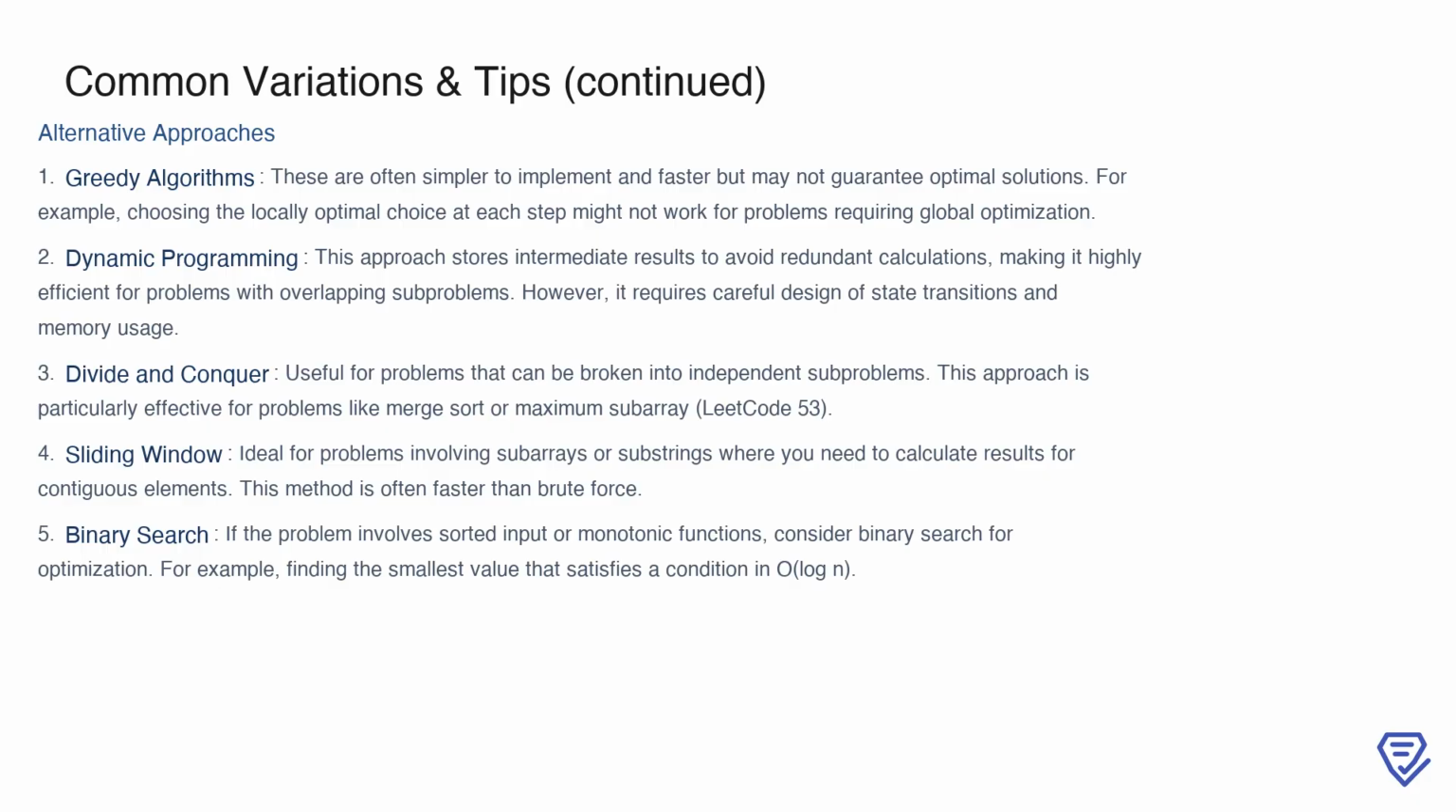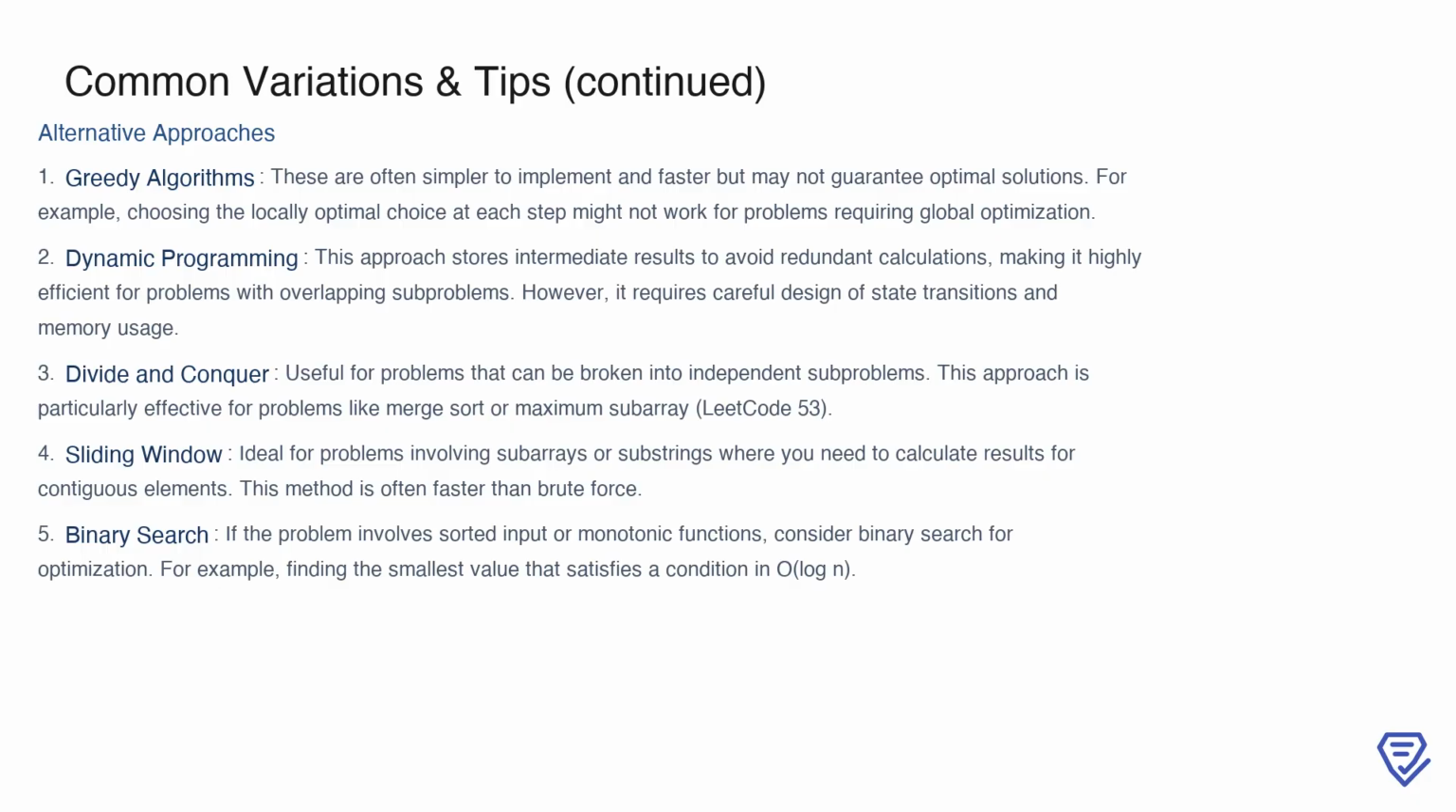Finally, let's consider some alternative approaches that are commonly used in problem solving. Greedy algorithms are often simpler and faster to implement, but they don't always guarantee optimal solutions, as they focus on making the best local choice at each step rather than considering the global picture. Dynamic programming, on the other hand, is highly effective for problems with overlapping subproblems, as it stores intermediate results to avoid redundant calculations. However, it requires careful thought in designing state transitions and managing memory.